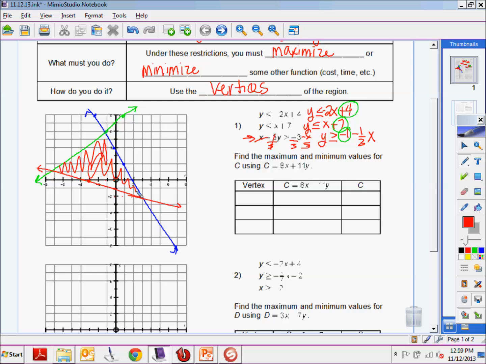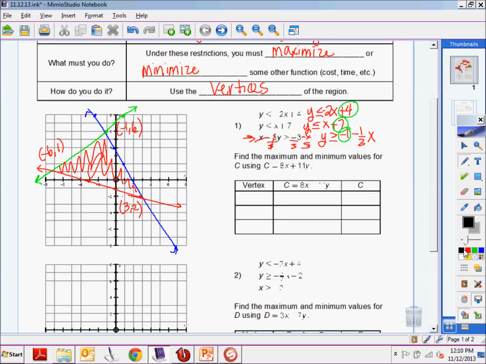All right. So what's the first vertex you can identify? Negative 1, 6. What's this one? No, -1, 6. And what's my last one? Negative 3, -2. Now was that so bad? No. So I'm gonna write them in.